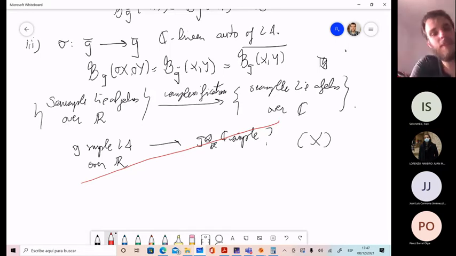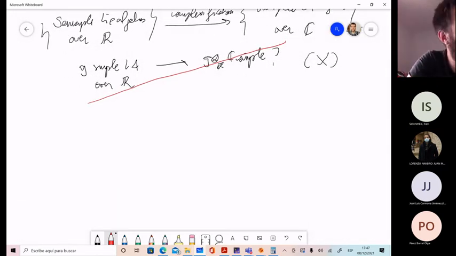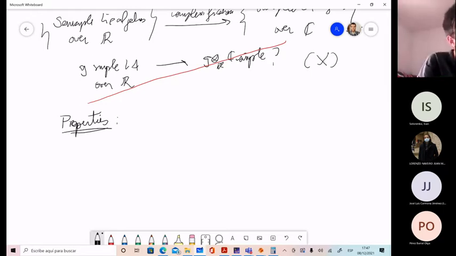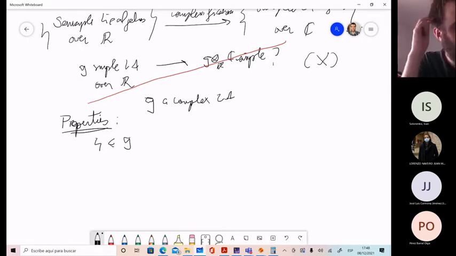Okay, but before moving there, I would like to mention some properties dealing with complexification. So the properties are the following ones. Start, for instance, with a subalgebra in G. So here G is a complex Lie algebra, and H is a complex subalgebra or a subalgebra of G. Okay.